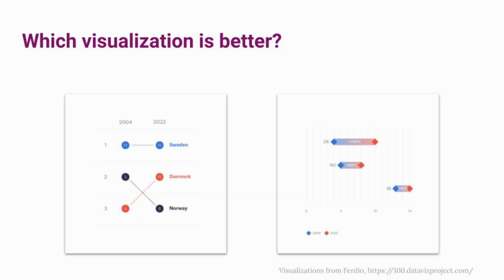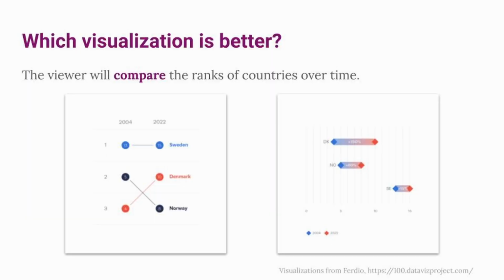Which one of these visualizations is better? On the left, we have a rank bump chart. On the right, we have a dumbbell chart. If you have the hunch that this is a trick question, you're right, it depends on the goal. If we consider the goal, the viewer will compare the ranks of countries over time, the left rank bump chart does that more effectively because you can more easily see the countries switching places. If we consider the goal, the viewer will recall the percentile change for each country, the right dumbbell chart does that more effectively. The left chart doesn't even encode that data.